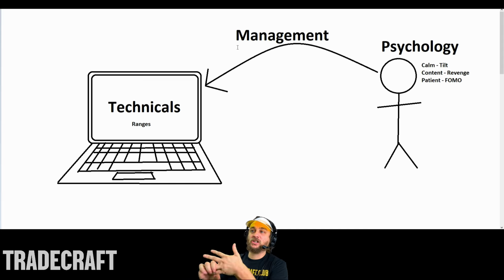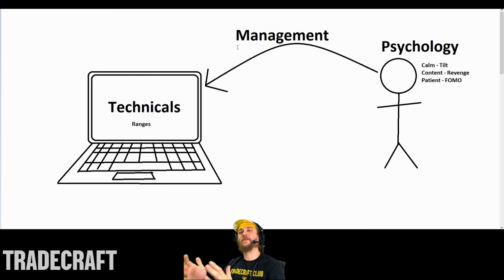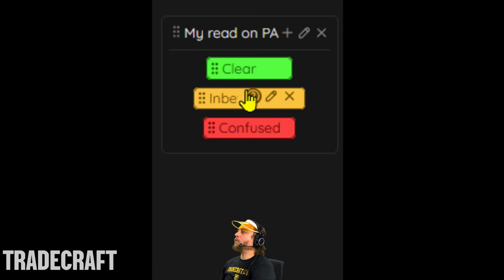Good management and good psychology will boost the statistics on specific setups. Bad management and bad psychology will detract from specific setups. However, if management and psychology are good, there are just certain setups that don't work. We need to know that from a technical perspective. So you're going to be constantly filtering these things against each other to figure out what direction you need to go. And that ultimately creates clarity, which leads us into the first tag, my read on price action.